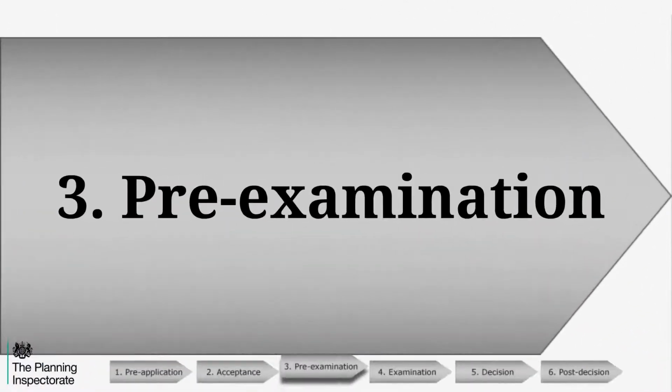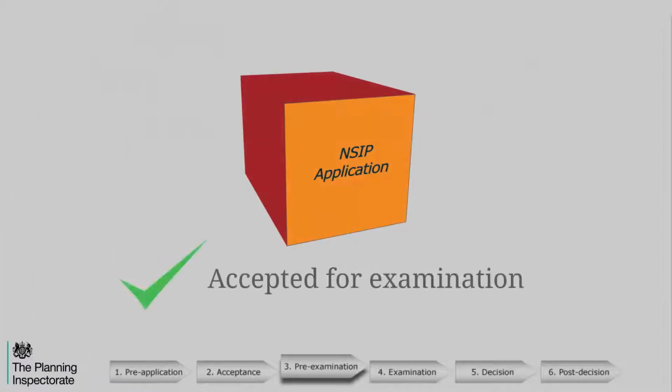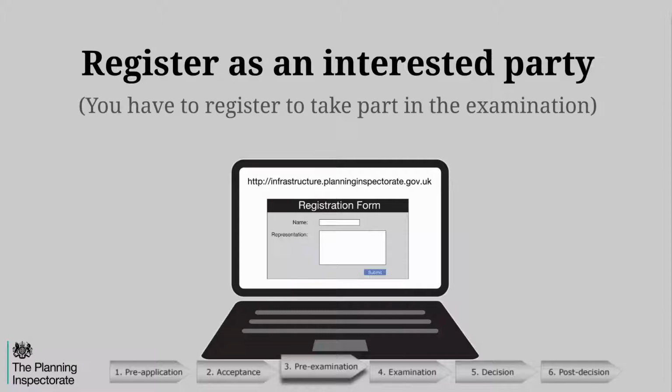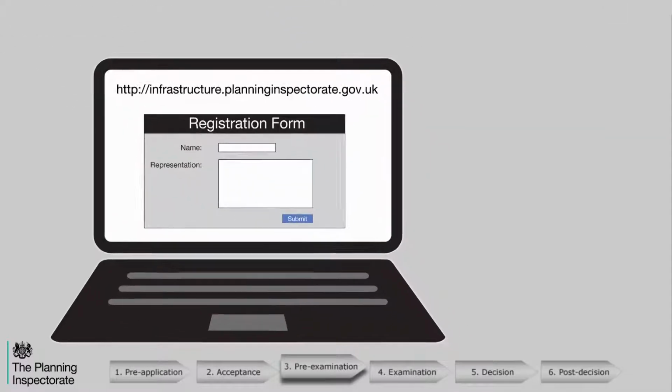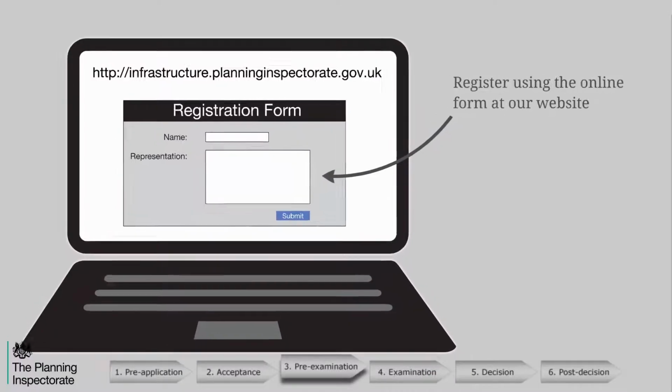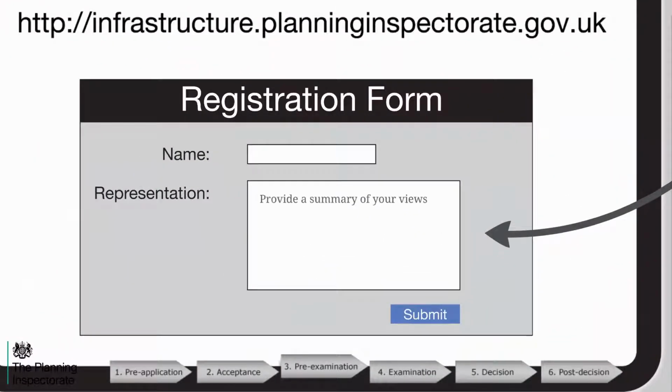The pre-examination stage. If an application is accepted by the Planning Inspectorate, you can register to get involved in the examination as an interested party. You must register as an interested party to be involved in the examination. The easiest way to register is to complete the form on our website. You will need to give a summary of your views when you register, but you will be invited to make further representations later in the process once you have registered.